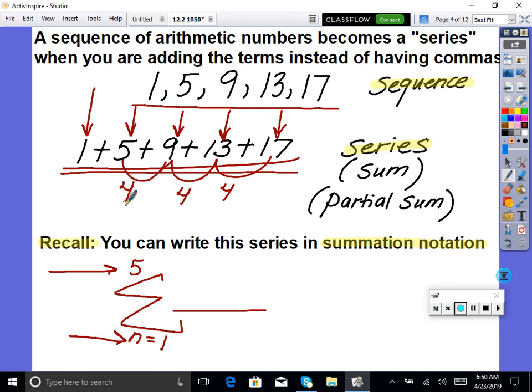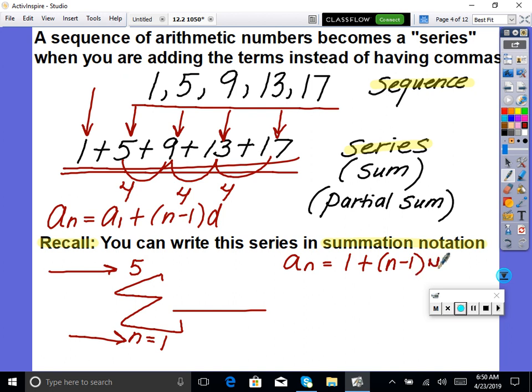So now you'd say the formula that recreates 1, 5, 9, 13, and 17 is a sub n is equal to a sub 1 plus n minus 1 times d. Our a sub 1 was 1, so I'm going to do this on the side. A sub n is equal to a sub 1, which is 1, plus n minus 1 times 4. Now simplify it, we always simplify it. So then we have 1 plus 4n minus 4, so then we have 4n minus 3. So that's what you insert here, 4n minus 3.